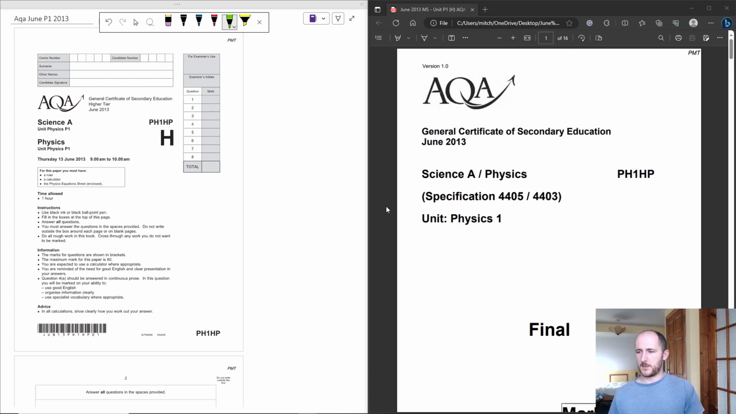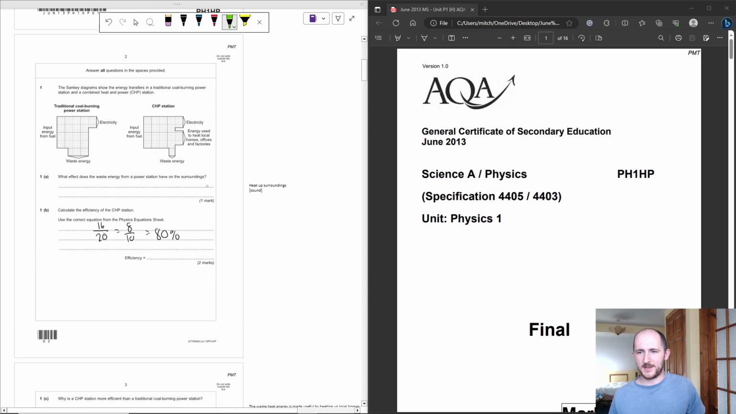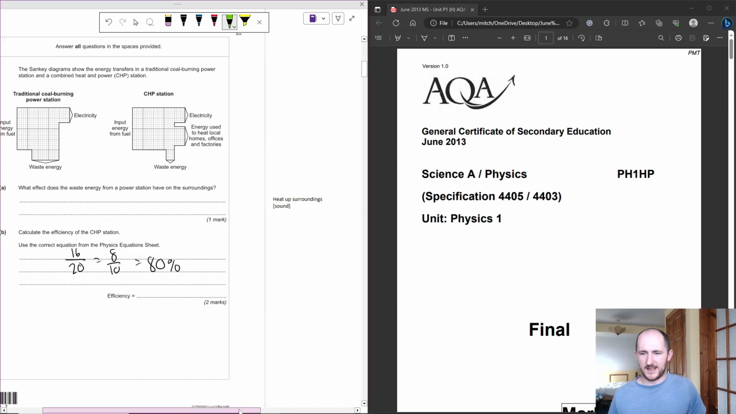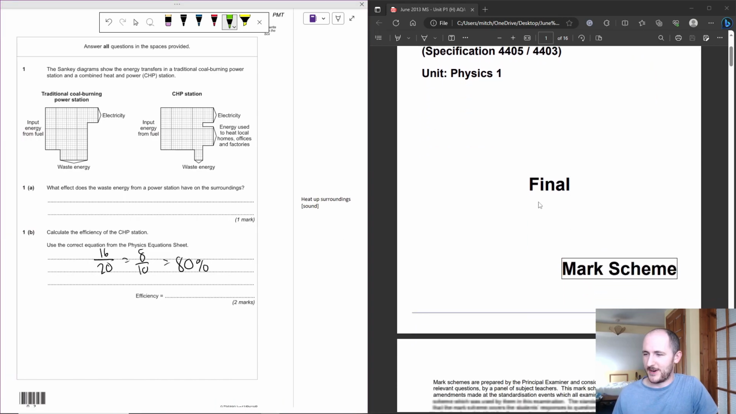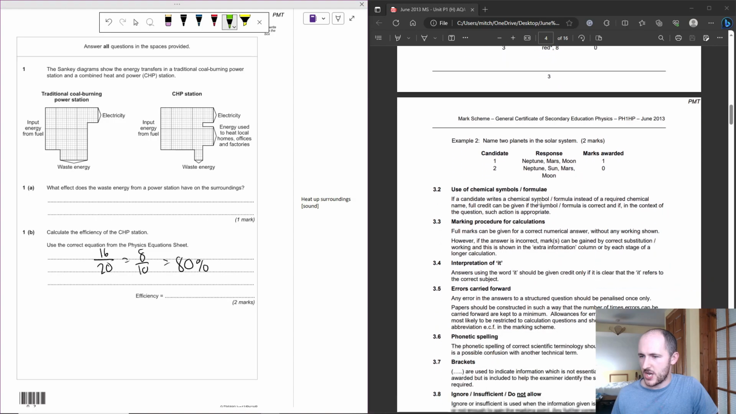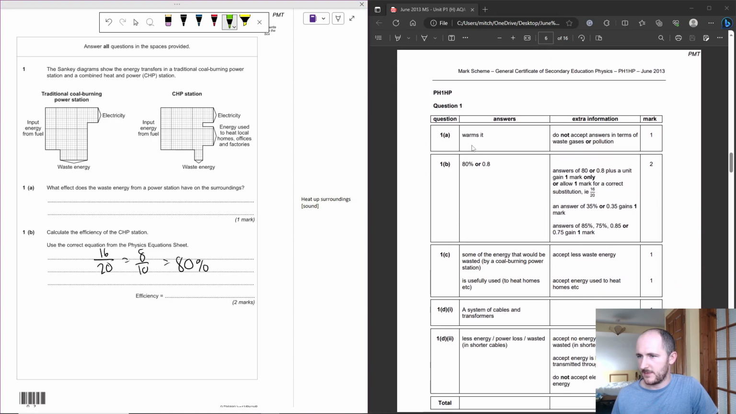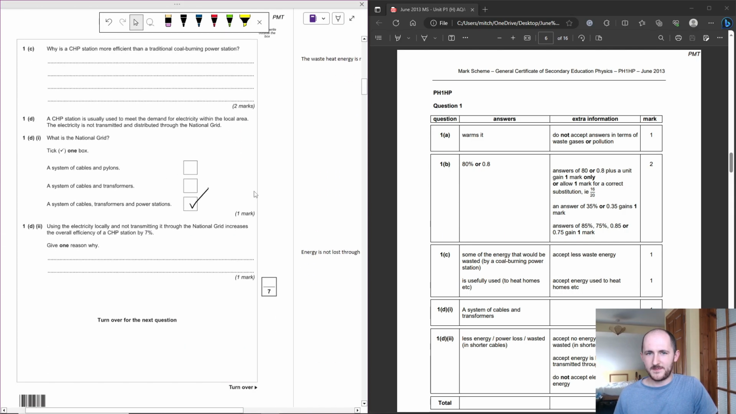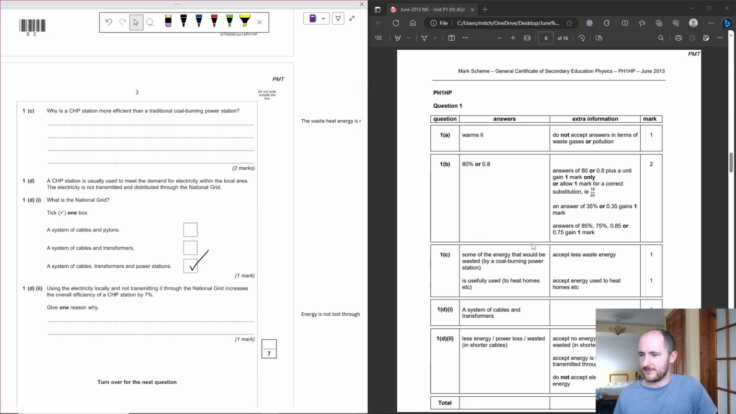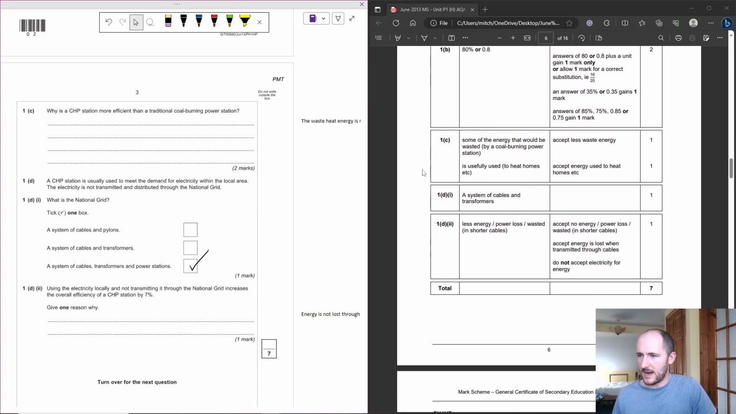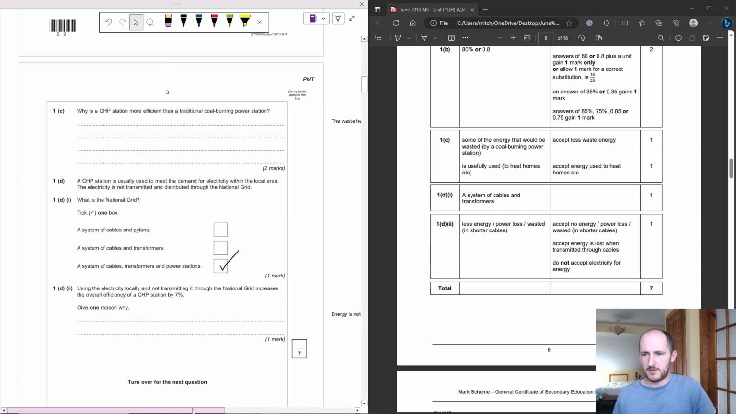Okay, I know it's a bit squished, but this is how we're going to do it. So if we go down to question 1, the very first question, we were unsure of what our answer would be. So let's have a look-see. Warms it, heats up is fine. I'm giving myself the mark for that. Efficiency, 80%. Look at that. I've still got it. Alright. Oh man, I thought I didn't read it. Okay. So some of the energy that would be wasted is useful, which is what I wrote. Cool.